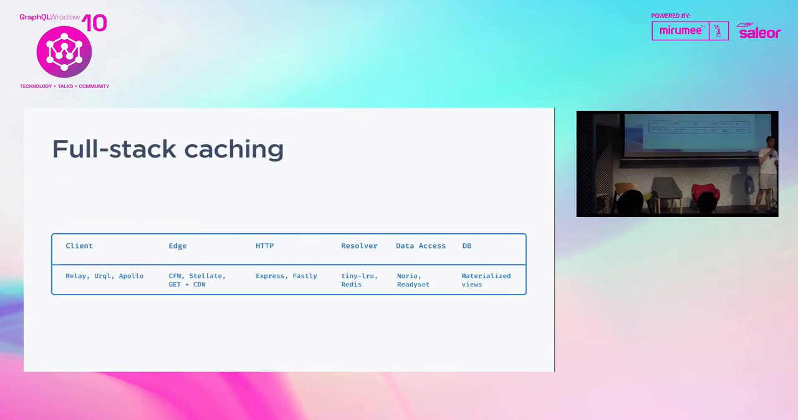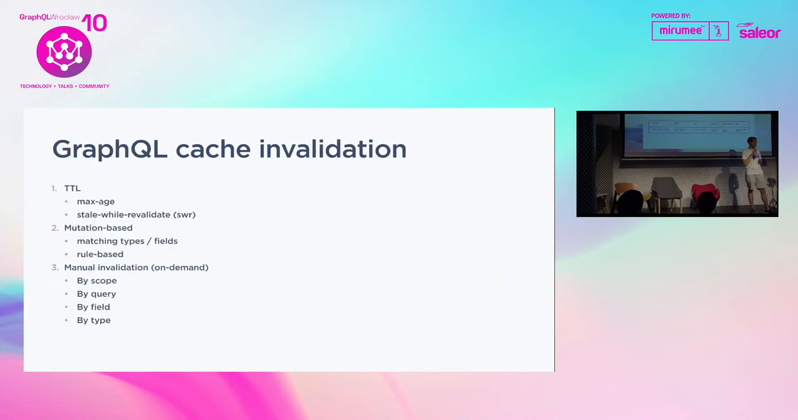I like to see it as full-stack caching, by the way. You can cache in many different layers. We will now mostly focus on client and edge. So the caching itself is trivial. What is not trivial is the invalidation, and that's something we want to go into now.